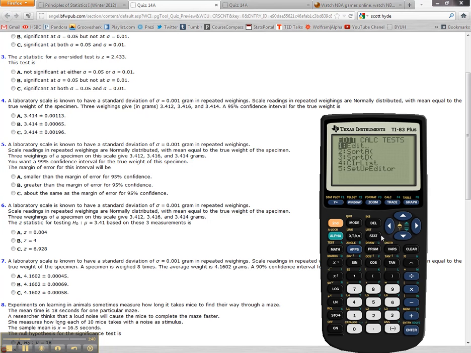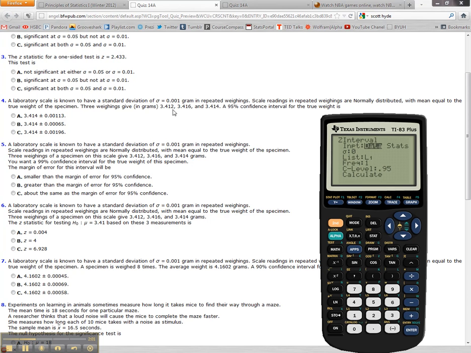Alright, so you go back to stat and go back to that Z interval. You have 2 options, stats or data. You normally pick stats if you're given already the mean of all your samples. If you aren't, then you would typically use data, so press enter on data. So let's put in all the information that we're given.